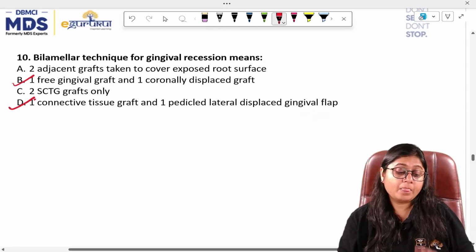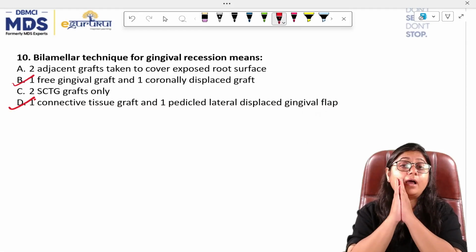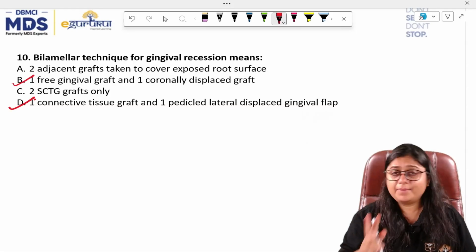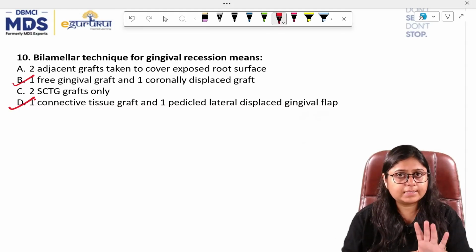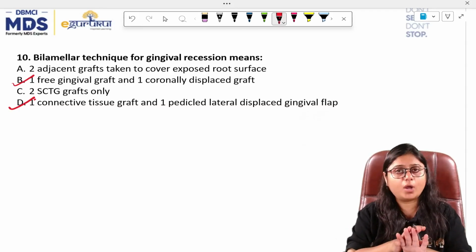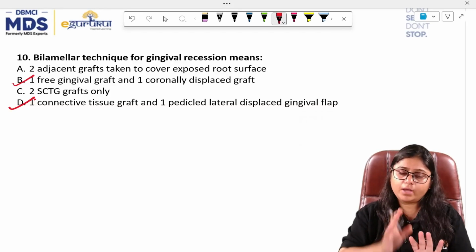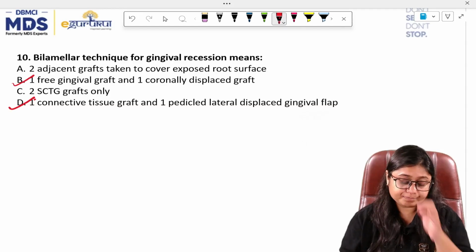I'll tell you why. Bilaminar, as the name suggests, means two lamella. It is a two-layered technique. Out of these, two subepithelial connective tissue grafts will be of no use anywhere. Okay, whenever we are placing a subepithelial connective tissue graft, either we have to cover it with something, a membrane can be used, or we have to cover it with the recipient gingiva, right?